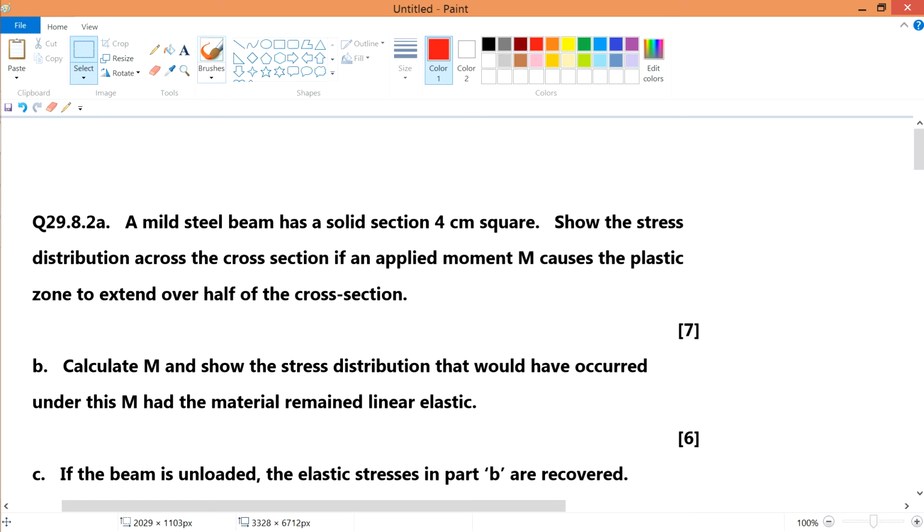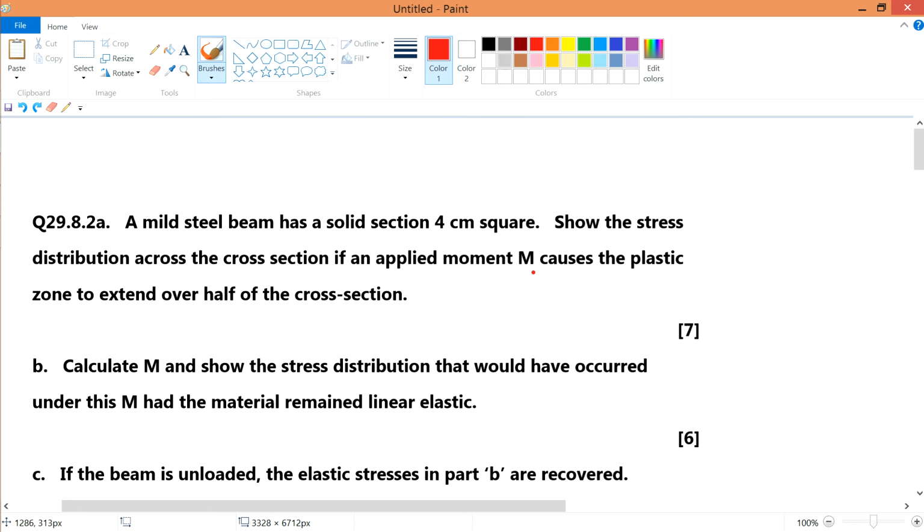Let's continue with another example. A mild steel beam has a solid section 4 cm square. So this beam itself, let's continue first. Show the stress that distributes across a certain cross section. The question tells us to show the stress distribution across this section, if an applied moment M causes the plastic zone to extend over half of the cross section. So you want to show it in a graphical diagram.